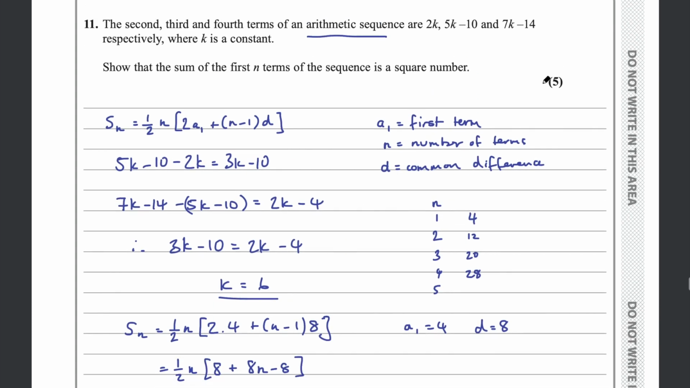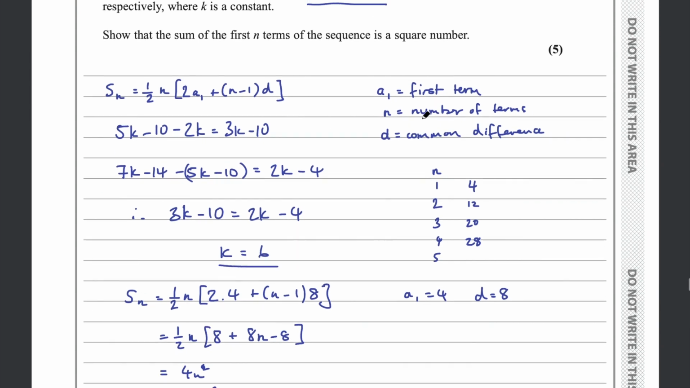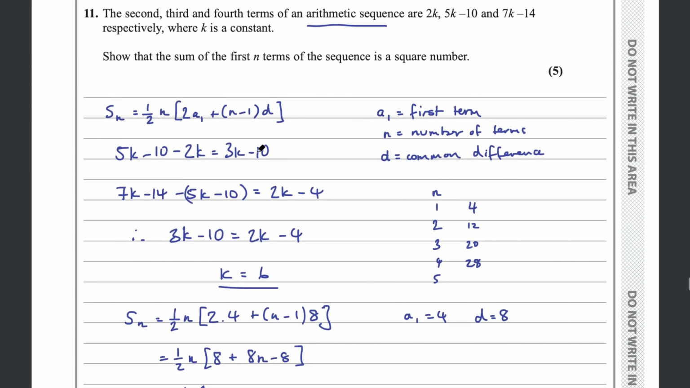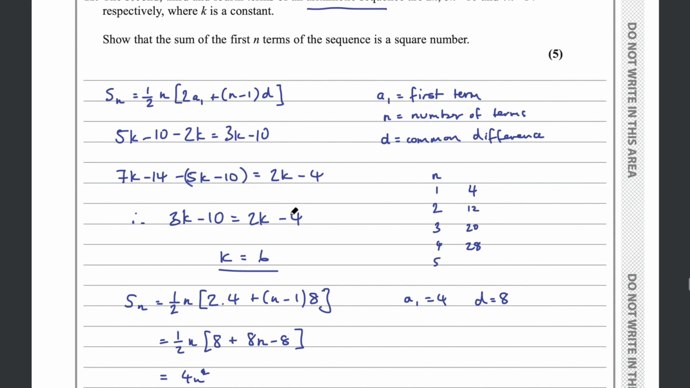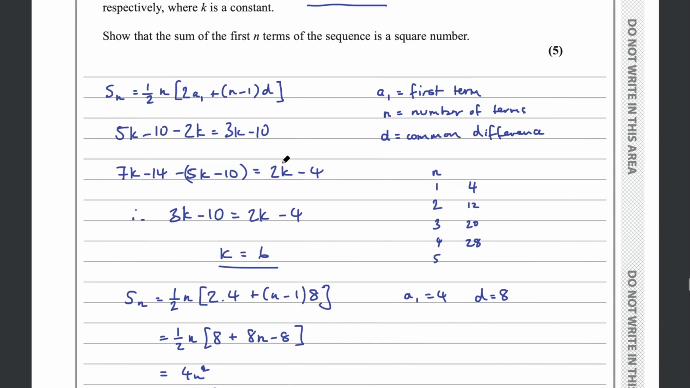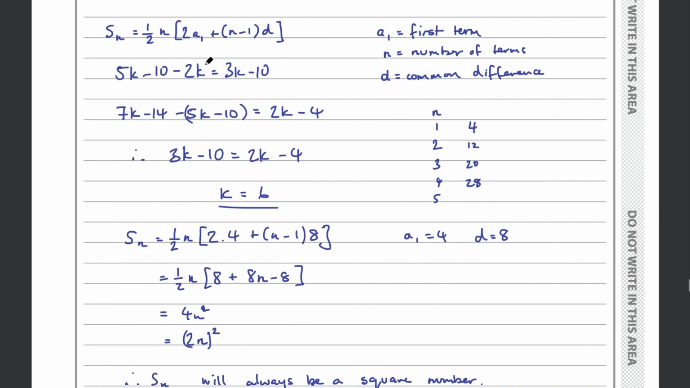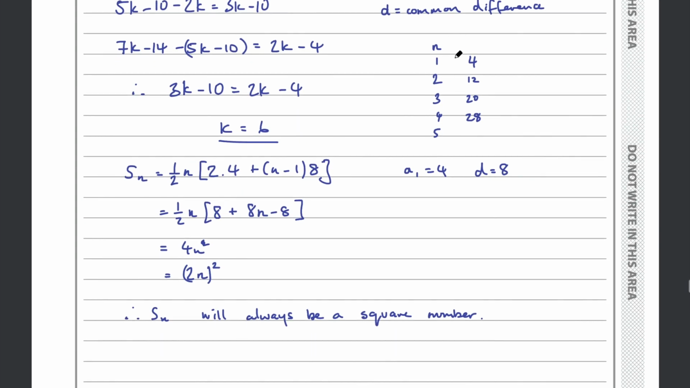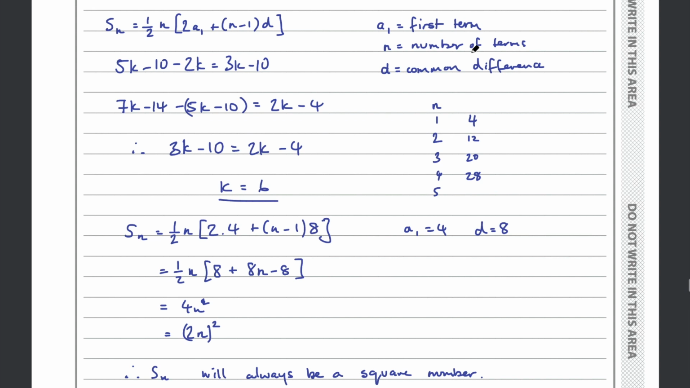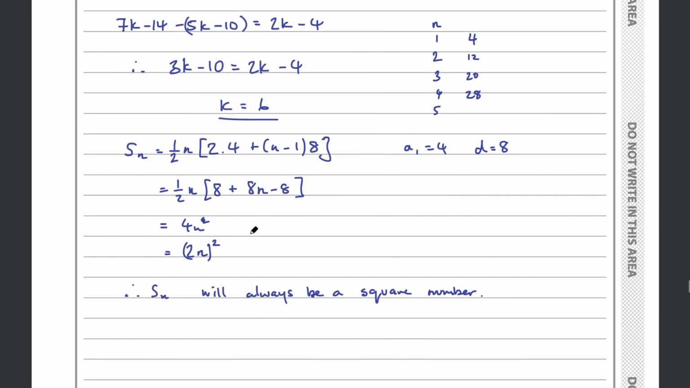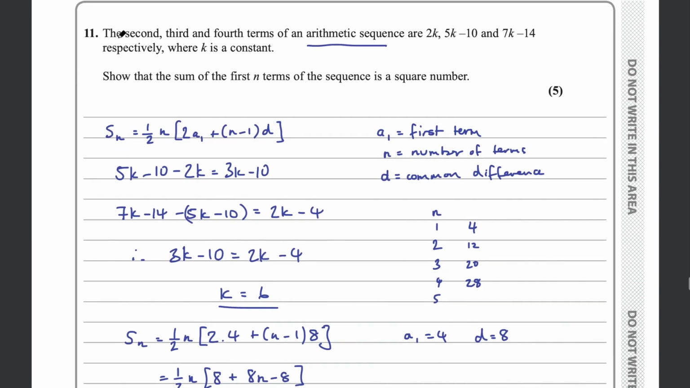That was question 11 for 5 marks. The marks there were solving for k, 2 marks in there, and then the formula and substituting into the formula, finding the common difference, finding the first term, and then showing that it's a square number. So 5 marks in total for question 11.